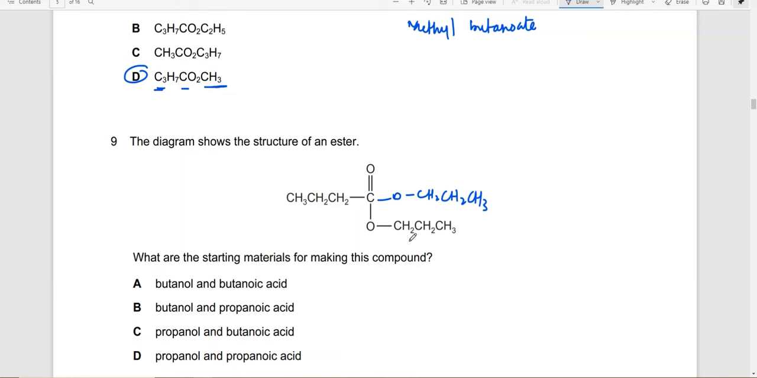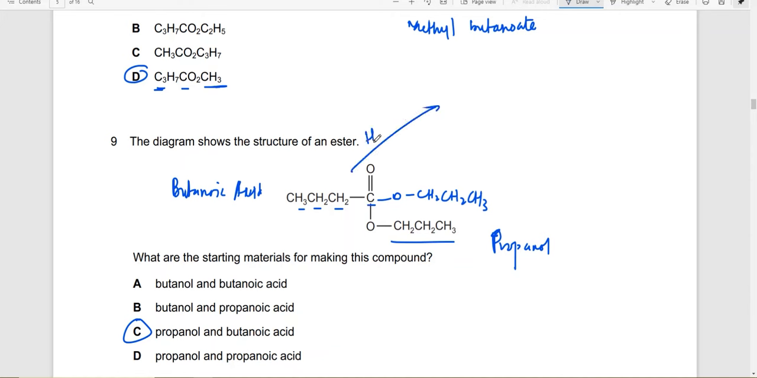This is 1, 2, 3. The part that comes after the COO of the carboxylic acid is the alcohol part. So there are 3 carbon atoms, so obviously it is going to be propanol. It is made from propanol, and these are 4 carbon atoms of the acid, so it is going to be made from butanoic acid. So propanol and butanoic acid. If you break them down, they will break down into propanol and butanoic acid. How do you break them down? You do hydrolysis in the presence of conc H2SO4.